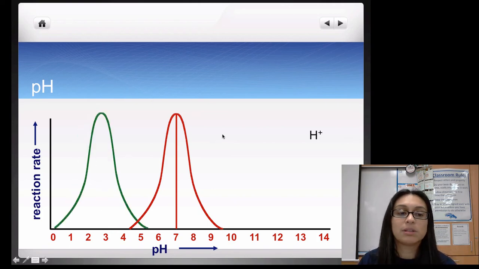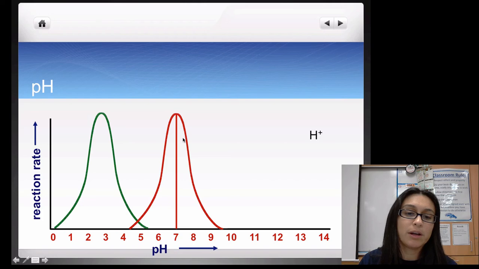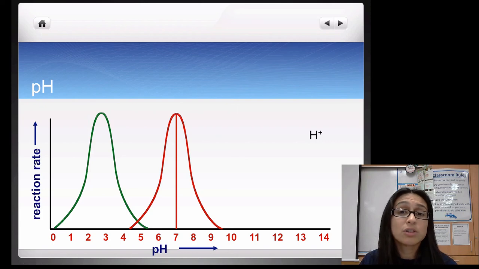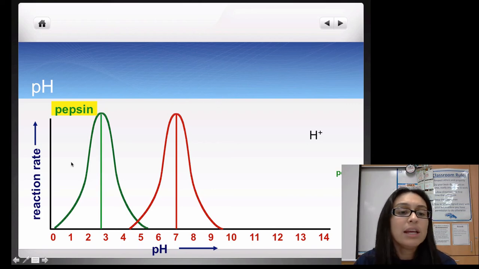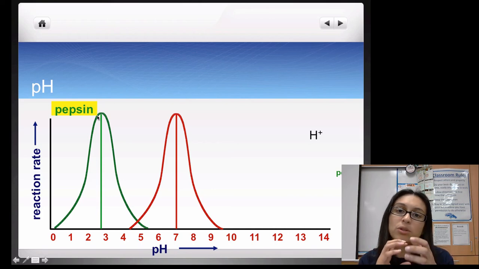Now, in humans, most of our enzymes prefer a pH of 7. That's their optimal pH. But in different parts of the body, there's different conditions. And certain enzymes hold their shape better at certain acidities, certain pHs. So here, in this case, the enzyme called pepsin that's found in the stomach, its optimal pH is about 3. So here, that's when the protein is going to have its best shape. It's going to be the correct shape to do its job.